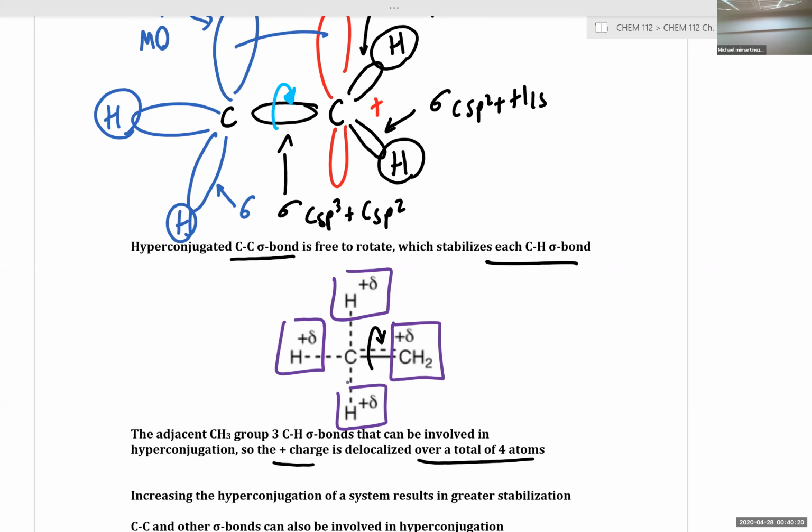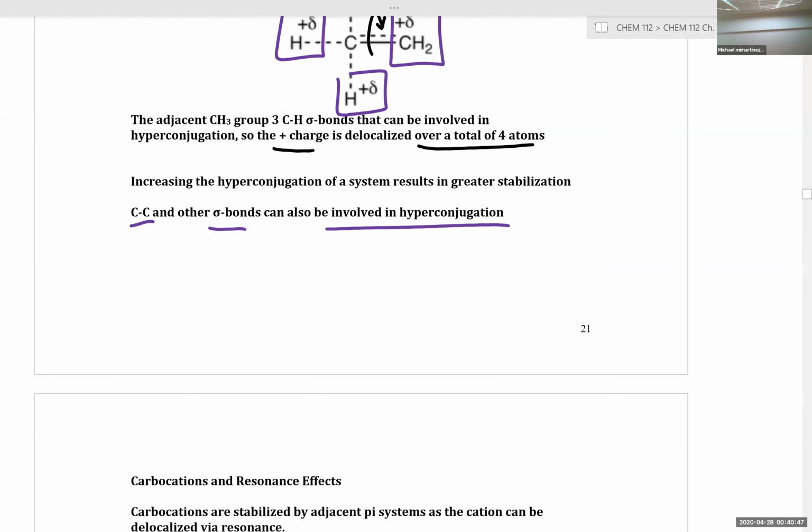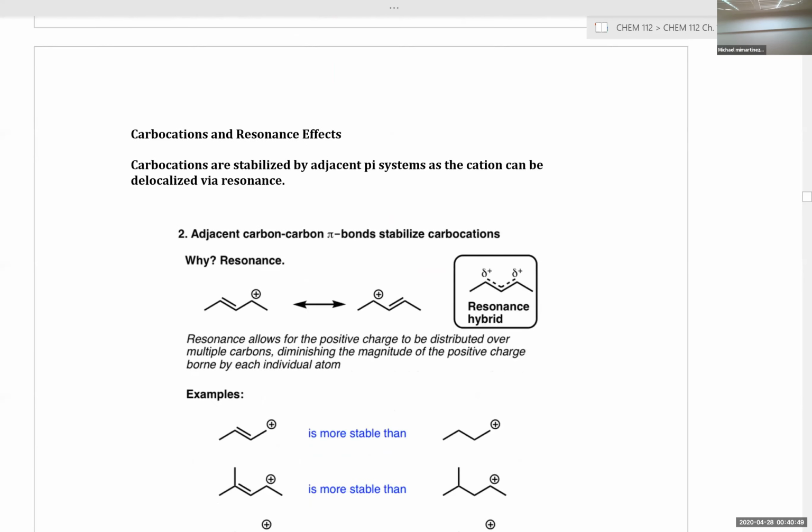Now, it's not just carbon-hydrogen bonds. Carbon-carbon and other sigma bonds can also be involved in hyperconjugation. As long as you're able to overlap with the p orbital, you can stabilize your carbocation or radical via hyperconjugation. Okay, so this looks a little bit like review from our discussion of radicals. So let's keep going and let's talk about resonance effects.